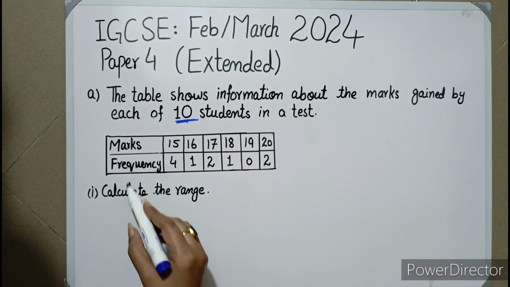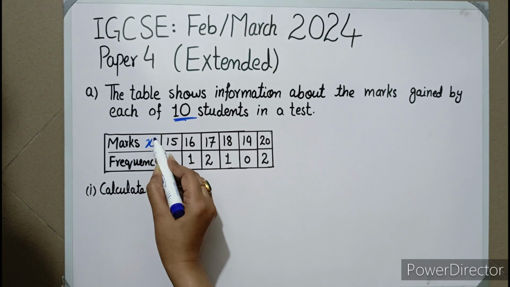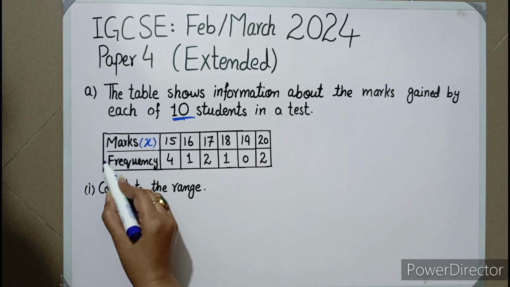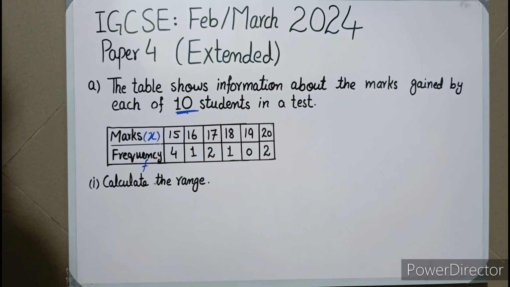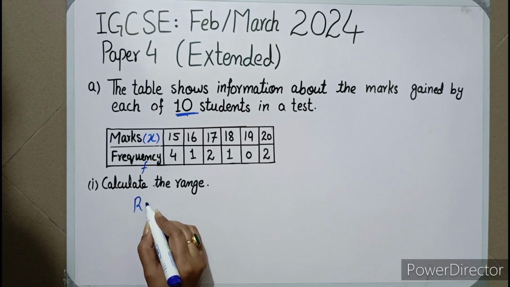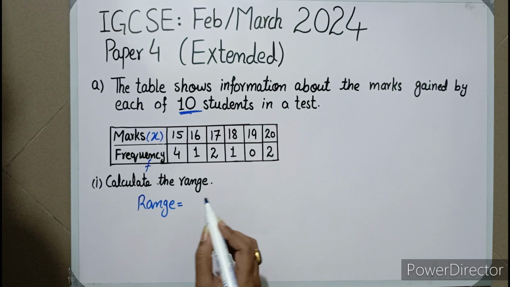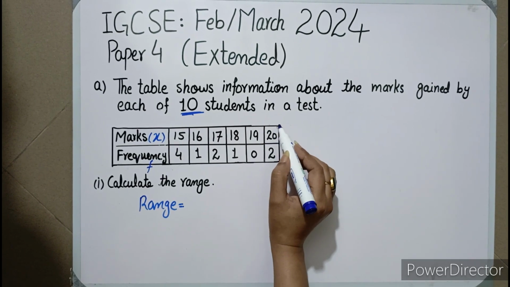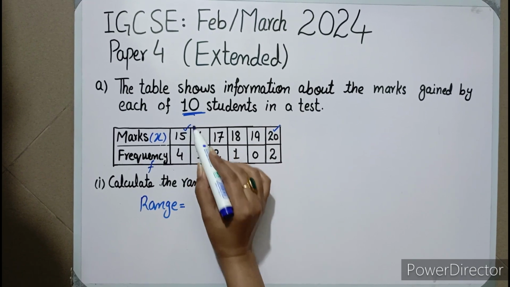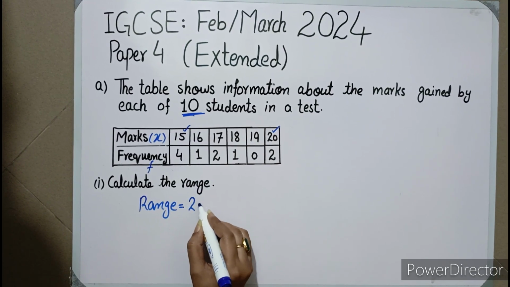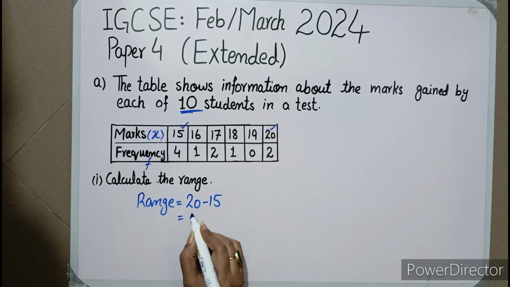First of all, you have to mark these marks as X and this frequency as F. What is the range? Range is basically the difference of the highest and lowest value of X. This is the highest value while this is the lowest value of X. So the range will be 20 minus 15, that is 5.